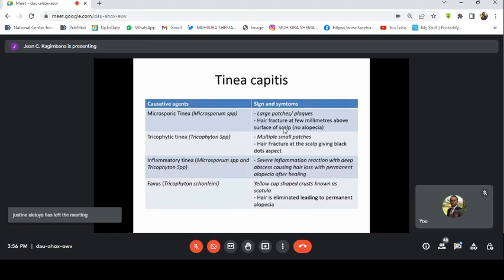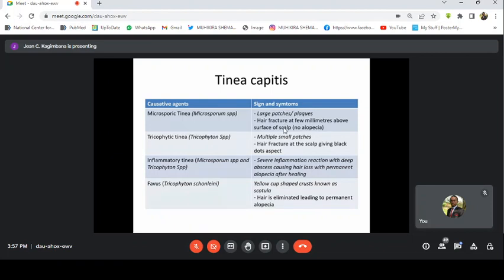But clinically, you have large patches or plaque, hair fracture a few millimeters above the surface of the scalp, and no alopecia. You see, in trichophytic tinea, we have multiple small patches instead of one as in microsporic tinea. And hair fracture at the scalp, giving a black dot aspect.